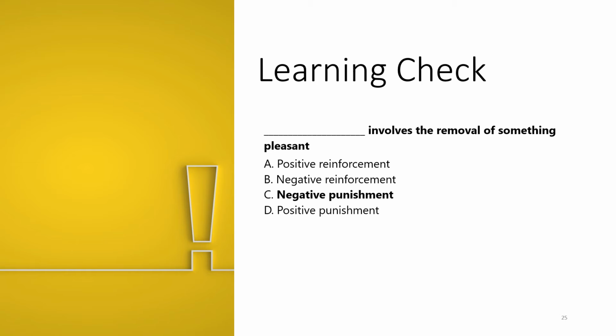If you're taking away something that I like, I like to use my cell phone, I like to be able to drive my car, I like to be able to go outside when I want to, I like to have freedom. So these are things that I like. And if you take those things away, it's going to decrease the behavior that led to that. So it's punishment.